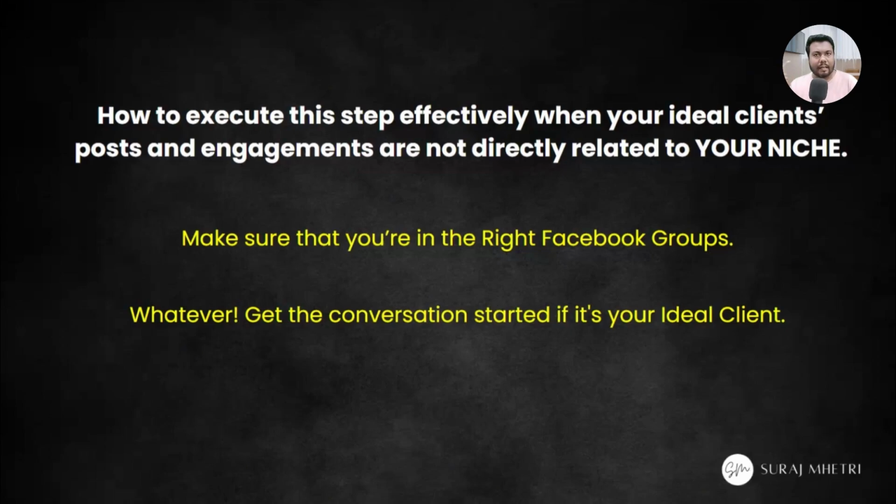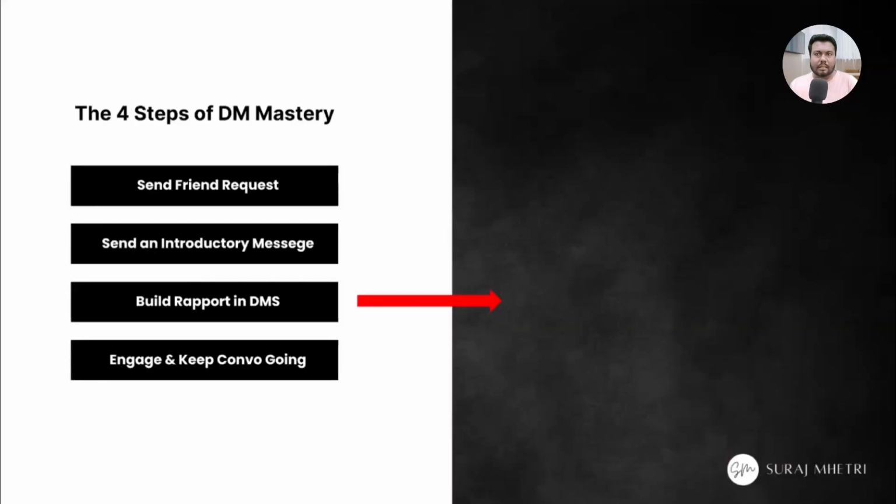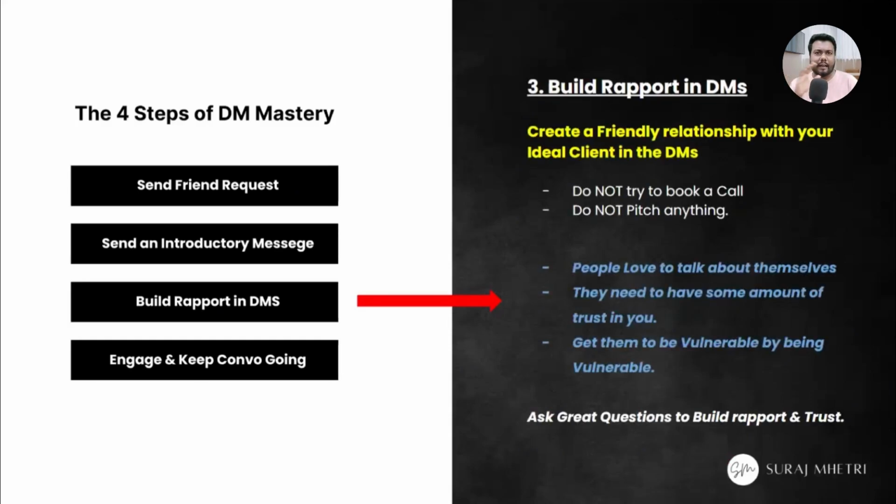Yeah, so you're pretty clear with the first two steps: send a friend request, then send an introductory message with a statement and a follow-up question as shown in this step, right? Moving on to the third step, that is building rapport in the DMs. Now, once you send an introductory message and get the initial response, your goal is to build rapport. Your goal is to create a friendly relationship with your ideal client in the DMs. You're not trying to book a call or pitch your offer at this point, but rather just to get the conversations going, right? So there are a few key principles that I wanted to tell you here.